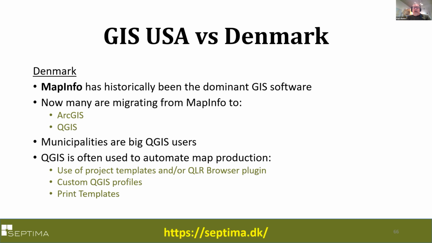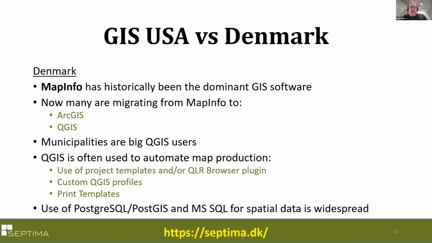So there's a lot of use of QGIS project templates, using of that QLR browser plugin to access data, custom QGIS profiles that strip away a lot of the other unnecessary tools and buttons, and then heavy use of print templates so that people can just open up a project, turn on the layers they want, use a print template and create a map very quickly. And that's how a lot of people are using QGIS in Denmark these days. So very basic use. But use of PostGIS is also widespread. A lot of agencies and organizations use PostGIS for their data, which is cool.